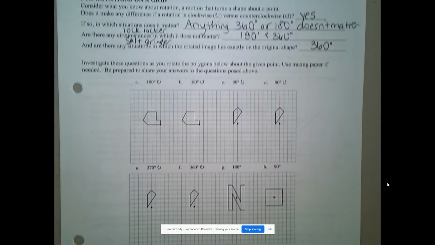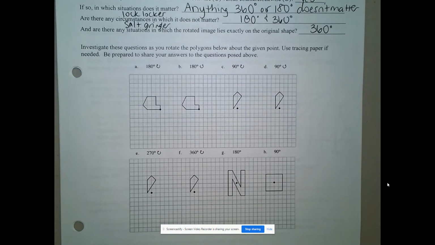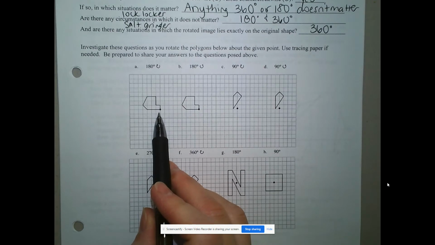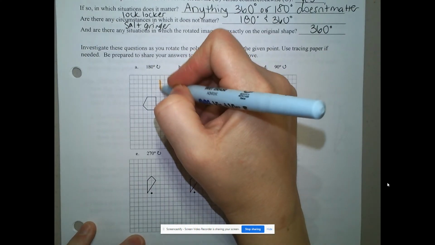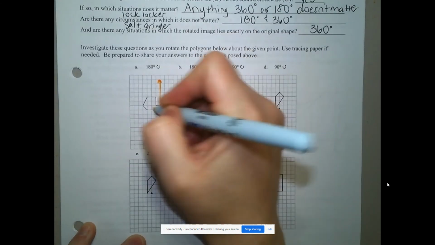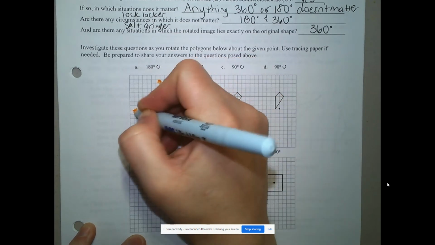Use tracing paper if needed. So you can use tracing paper or wax paper in order to do these, but I'm going to do them sort of the traditional way because the wax paper is really easy to do yourself. 180 degrees. If I want to rotate this 180 degrees, you know that there's one little dot there for the center of rotation. It doesn't help much to have just the center of rotation if you're going to do this the traditional way. What you need to do is put in the axes. So I would personally draw in an x-axis and a y-axis to make this easier for myself.